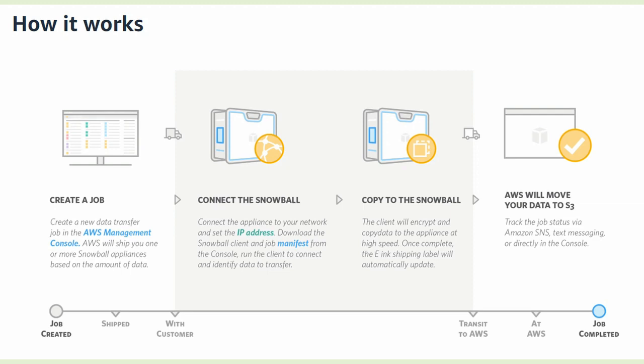Then you have to copy the data to the Snowball, and when it is copied, you have to hit the complete option, and the e-ink shipping label will be automatically updated, and it will be moved back to the AWS cloud where your data would be directly uploaded to the S3 or the Glacier Vault.